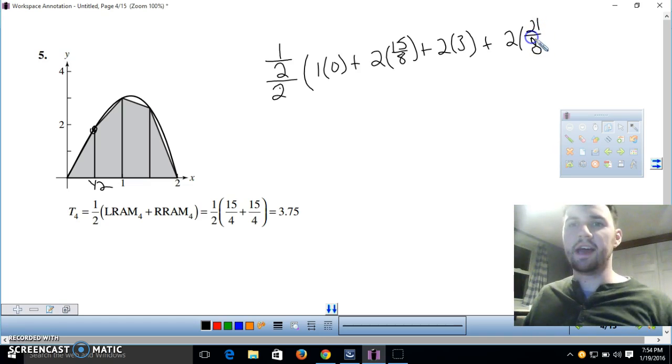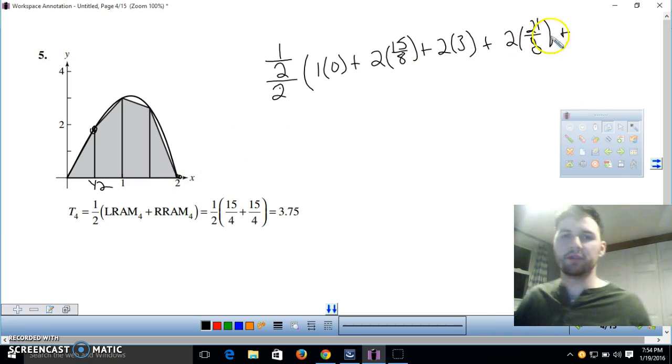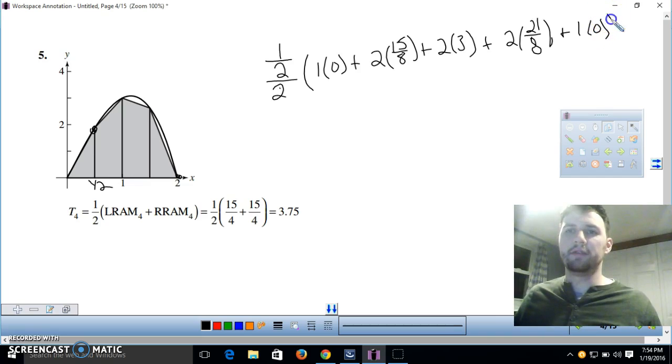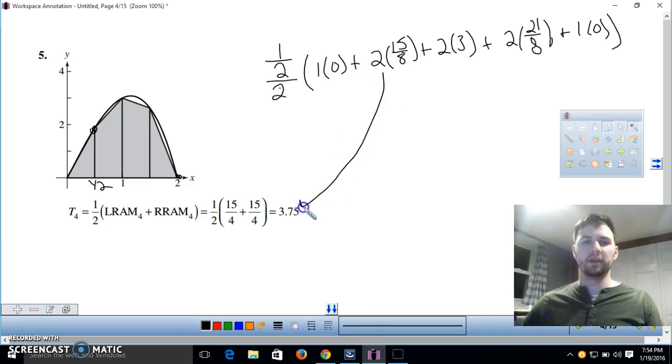Because this is just the height at that point. Plus our last point is 0 again, 1 times 0. Okay, and then if you do it this way, you plug that in, you should end up getting 3.75. Hopefully that works out for you.